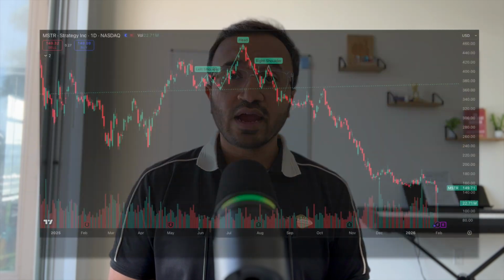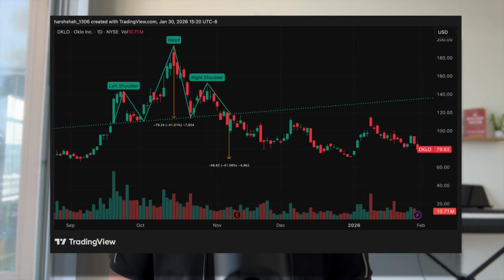For different stocks like MicroStrategy and Oklo, I had called out this exact pattern before the formation in my blogs, and the stocks had a drop of around 70 and 40% respectively. So let's get started on the key concepts.